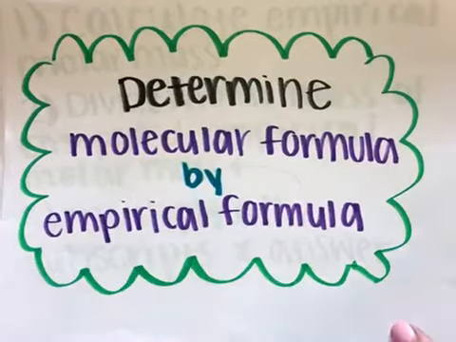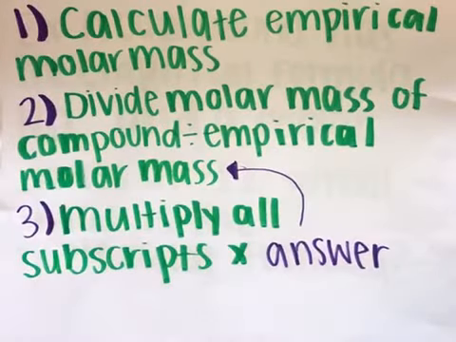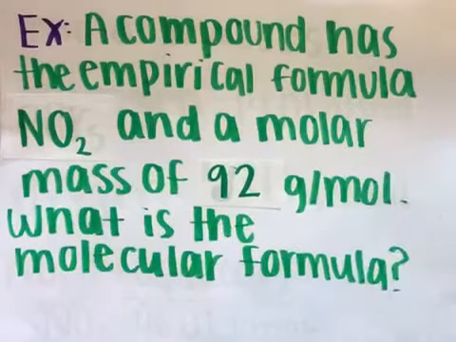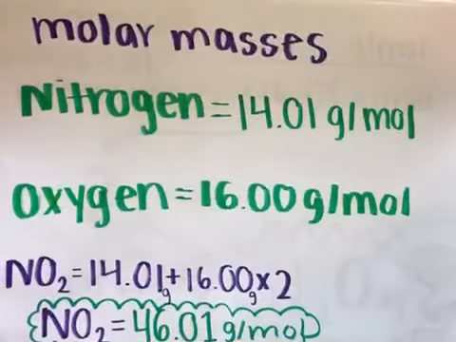To get the molecular formula from the empirical formula, first calculate the empirical molar mass. Then take the molar mass of the compound and divide it by the empirical molar mass. Multiply all your subscripts of the empirical formula by the above answer. Let's try an example. A compound has the empirical formula NO2 and a molar mass of 92 grams per mole. What is the molecular formula?